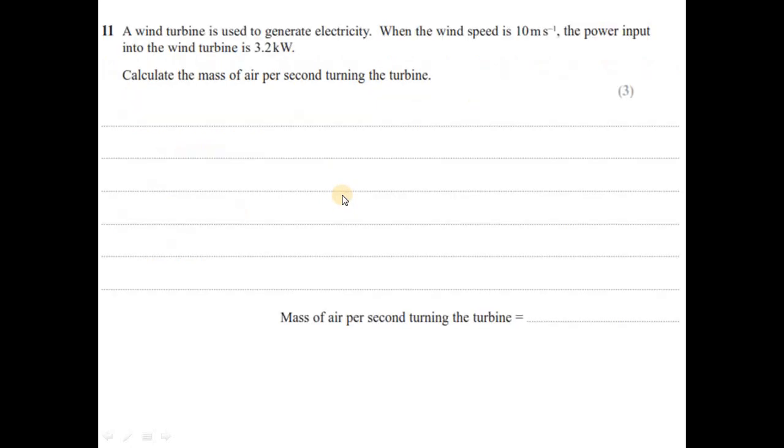Let's see question number 11. A wind turbine is used to generate electricity when the wind speed is 10 meters per second. The power input into the wind turbine is 3.2 kilowatt. Calculate the mass of the air per second turning the turbine. Basically, the expression says mass per unit second, that means m upon t. That's what you need to find.